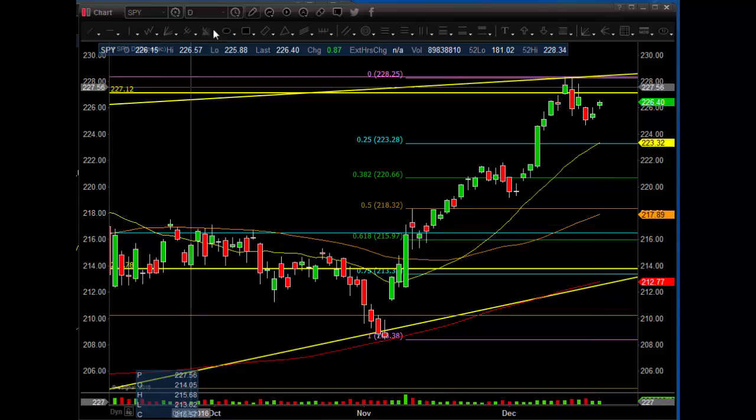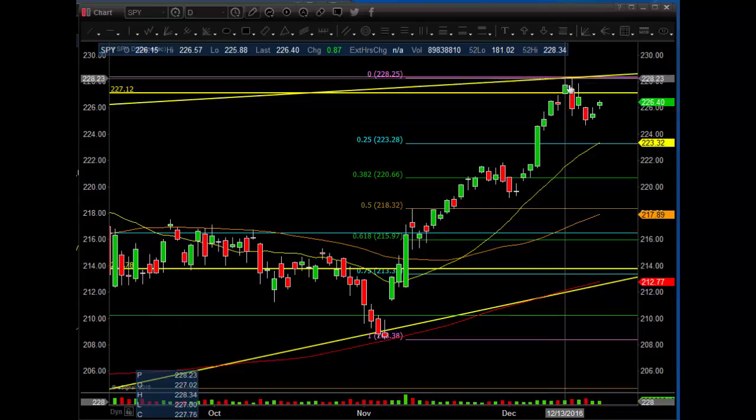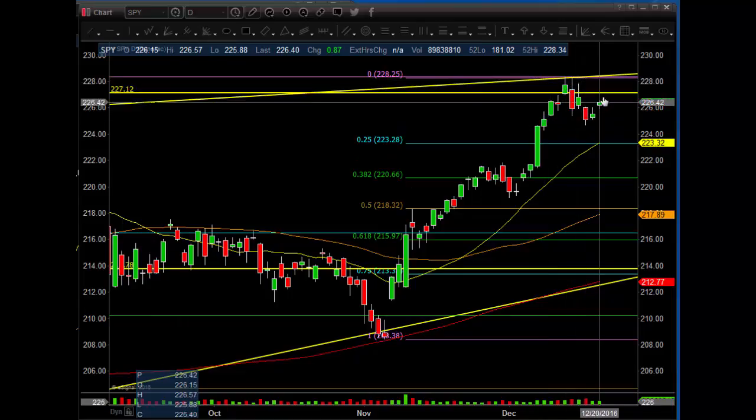All right, guys, let's get right into the daily chart. We did have a slight pullback for a couple days. Now we're starting to march up again. Volume is starting to get light. We have 89 million on the day, so watch that.